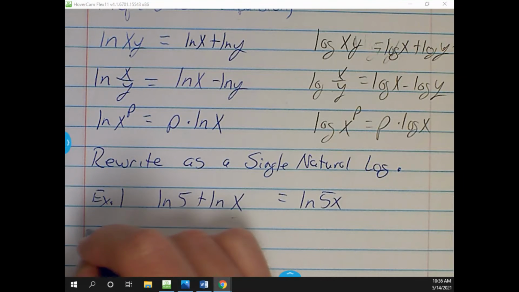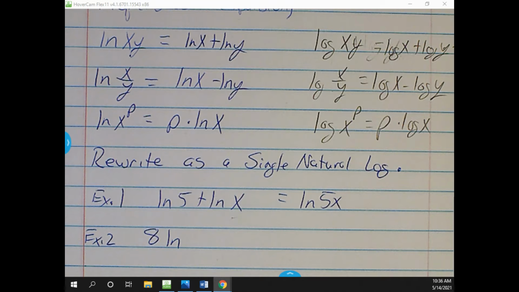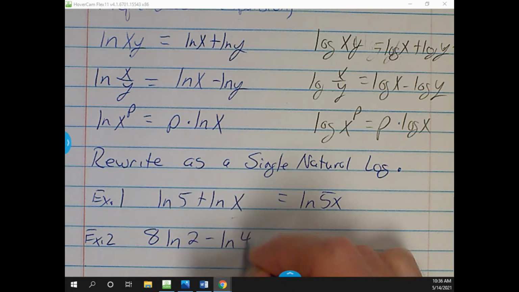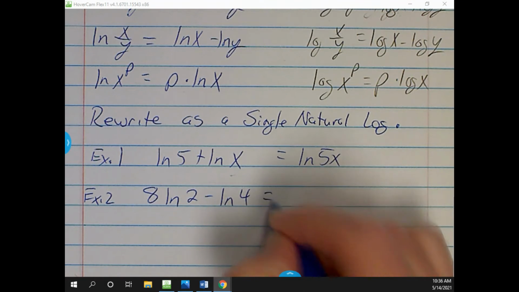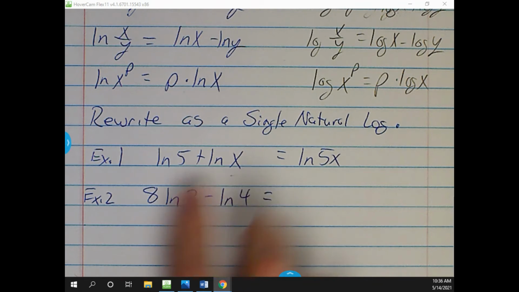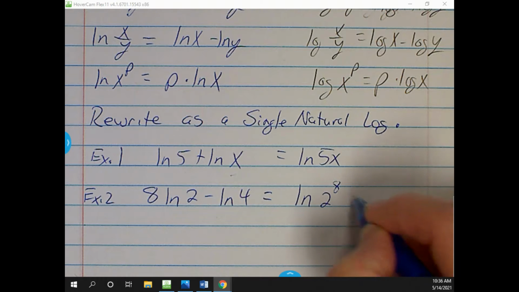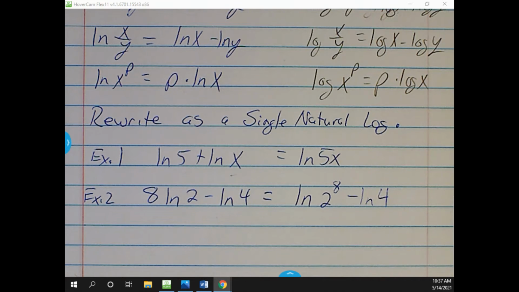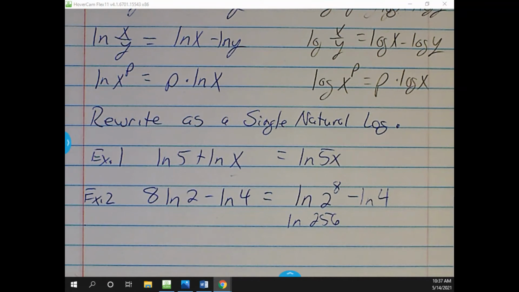All right, they may give you something like this, where we're doing 8 times the ln of 2 minus the ln of 4. This one's got two things. First off, if it was just 8 ln of 2, we would take the 8 and move it back on top of the 2. So we'd make it the ln of 2 to the 8th power. If we do 2 to the 8th power, 2 times 2 times 2 times 2 times 2 times 2 times 2 times 2, that's the ln of 256.